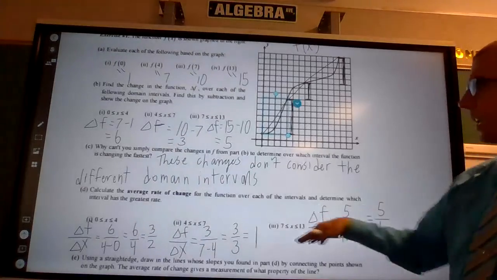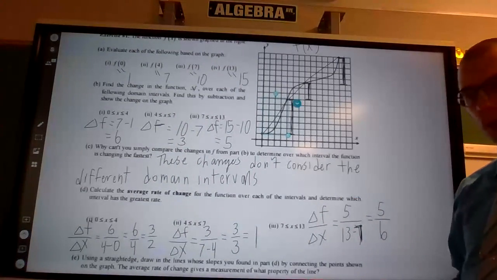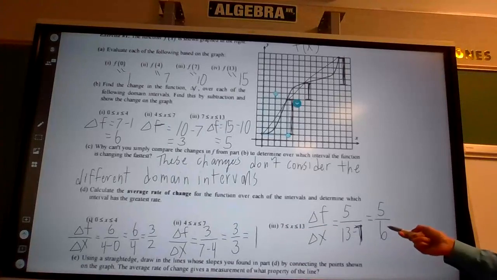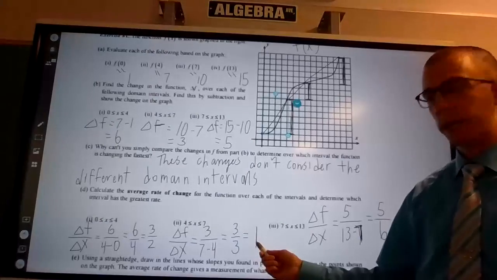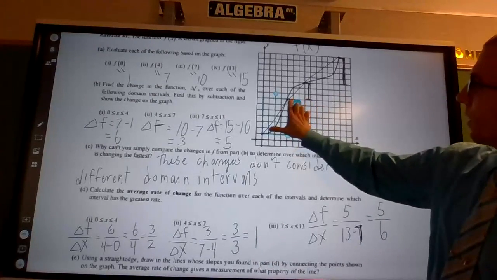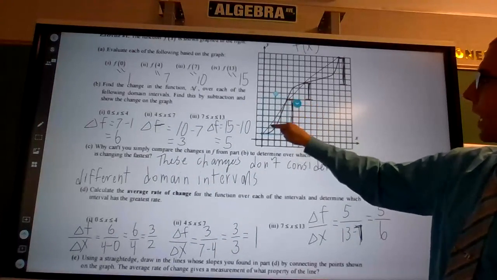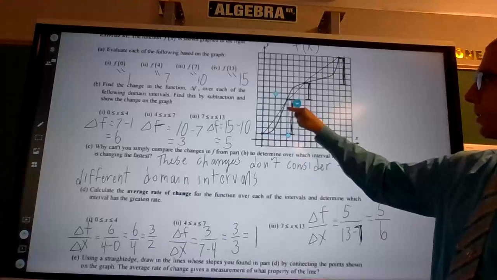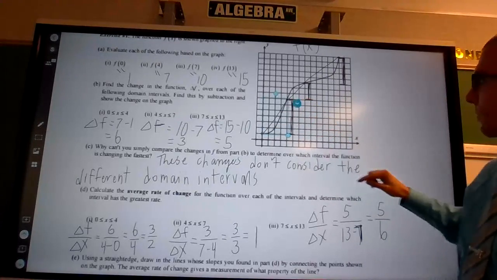So based on these, which one has the greatest rate of change? Well, 1 is greater than 5/6, but 3 over 2 is greater than 1. So that means in this first interval, this is where the function had the greatest rate of change. It was increasing the fastest right here.